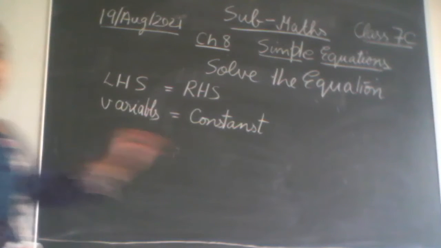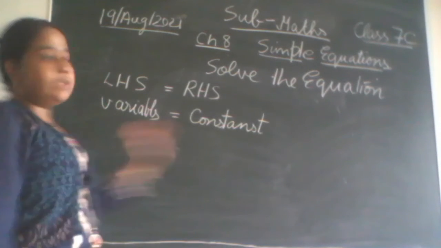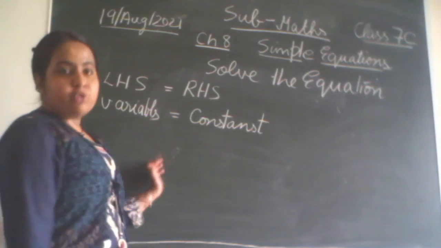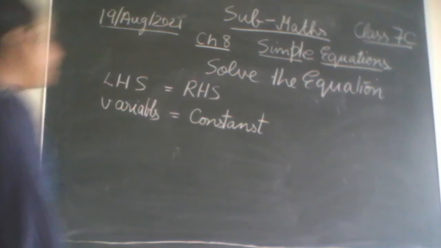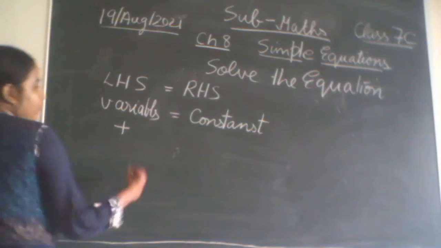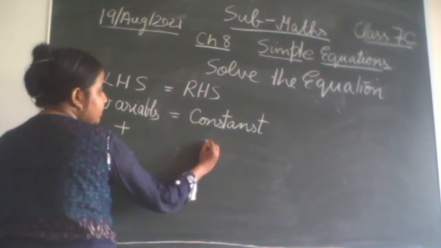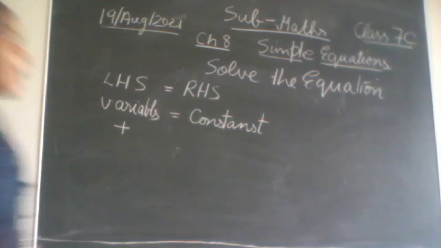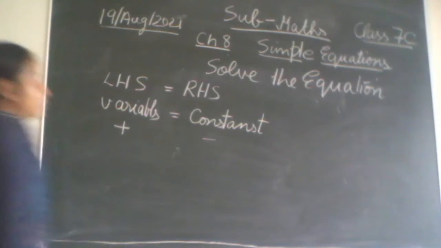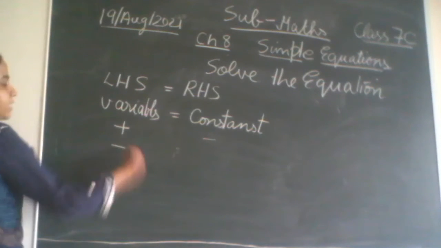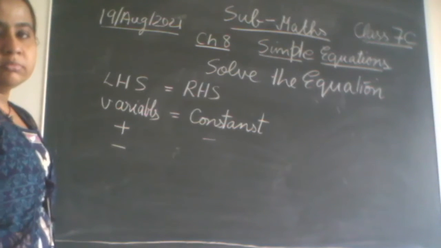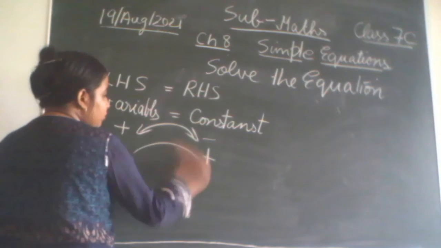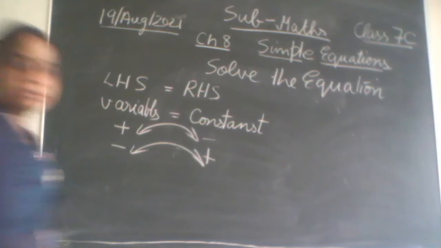Now, in order to do so, the values are taken from one side to the other, with the sign. If a plus goes to the RHS side, what happens to it? It becomes minus. When a minus sign goes to the RHS side, what happens? It becomes plus. Vice versa. Right or wrong? Yes.